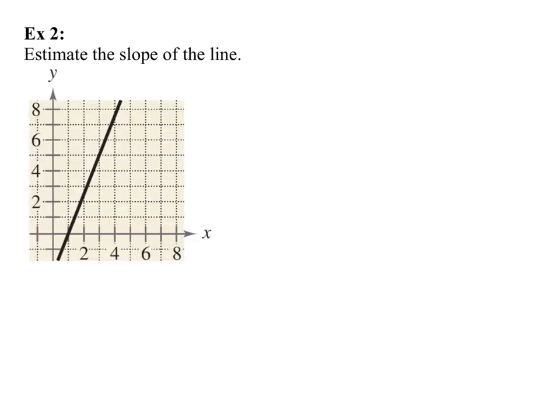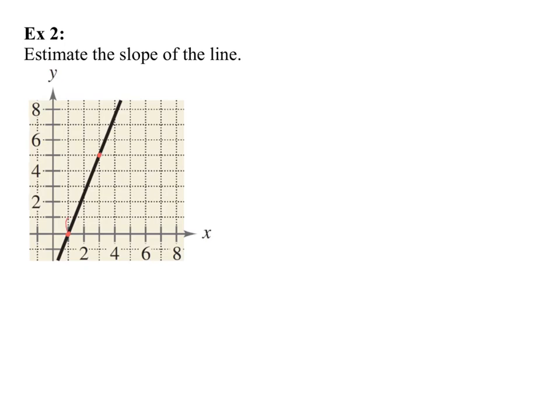For example 2, estimate the slope. All right, so slope is rise over run. We have to find 2 lattice points that the line passes through. Lattice points are where the grid lines cross. So there I have my 2.